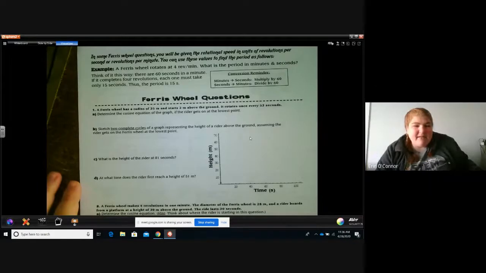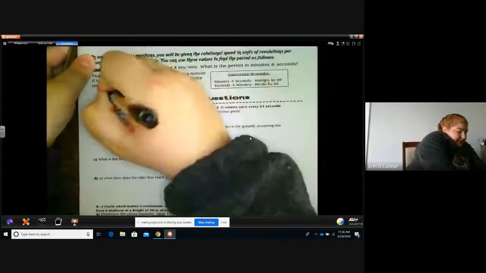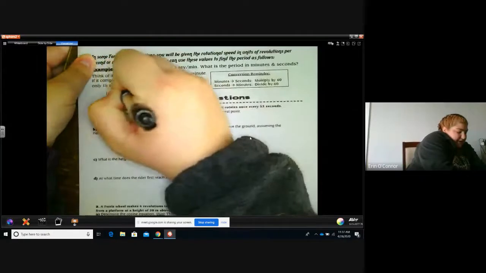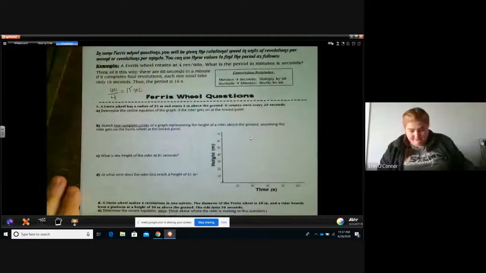So think of it this way. There are 60 seconds in a minute. If it completes 4 revolutions, each one must take only 15 seconds. Thus, the period is 15 seconds. Or we can take 60, divide by 4, and we get it takes 15 seconds. And that's what you're going to do.